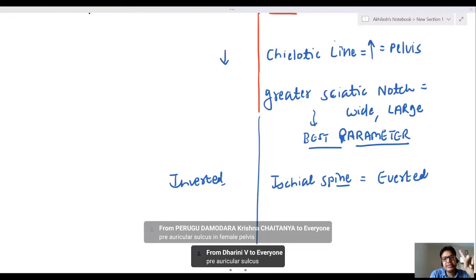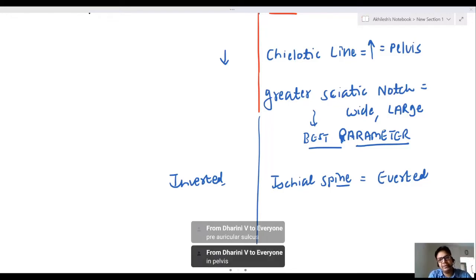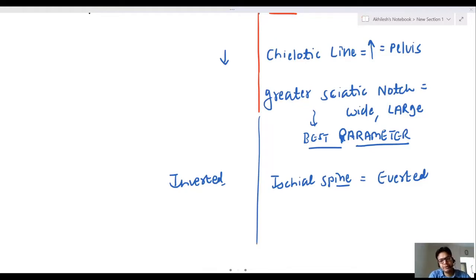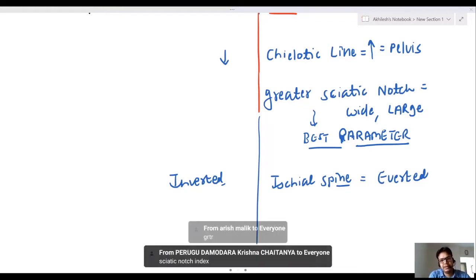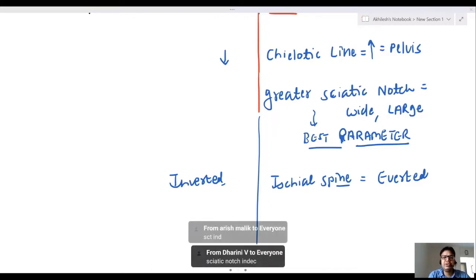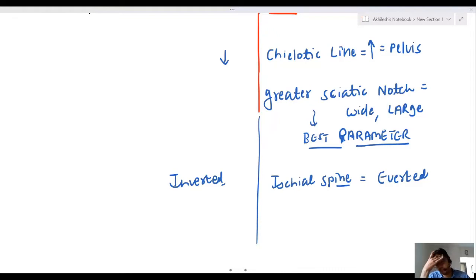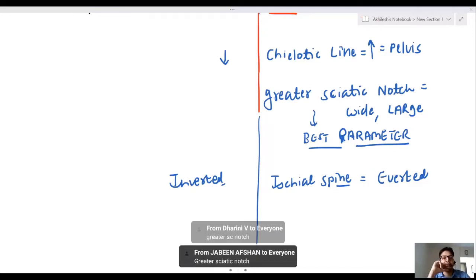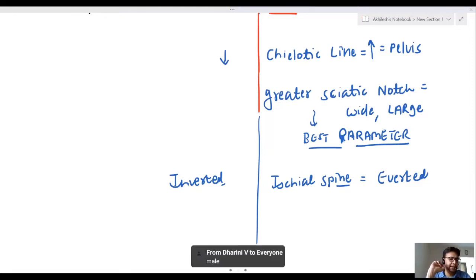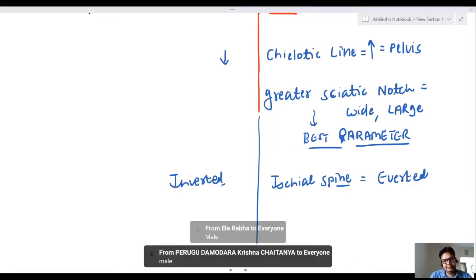Okay. Which is the best bony index to differentiate male and female? Sciatic notch index. Which is the best bony parameter to differentiate male and female? Greater sciatic notch. Deep funnel shaped pelvis with heart shaped pelvic inlet is seen in? Yes, it is male.